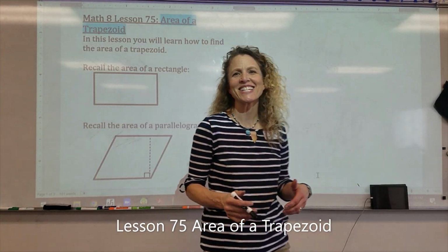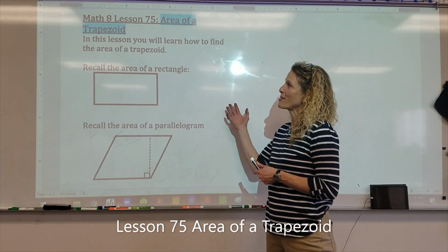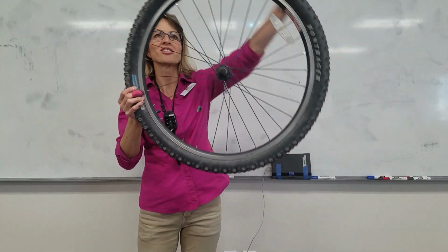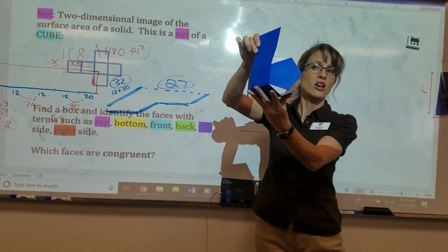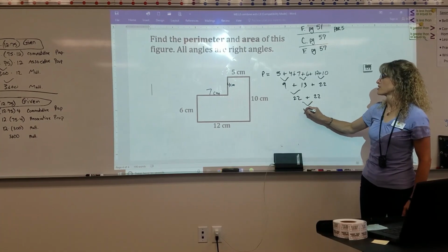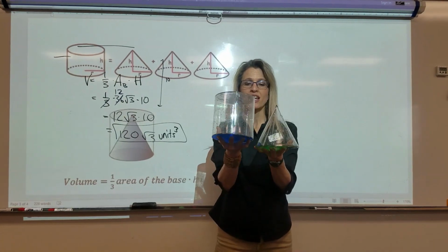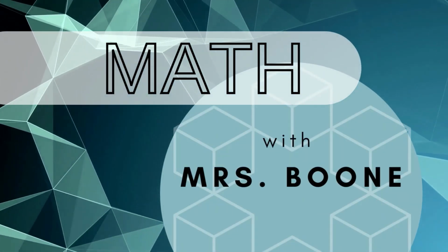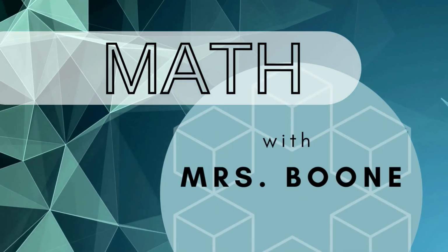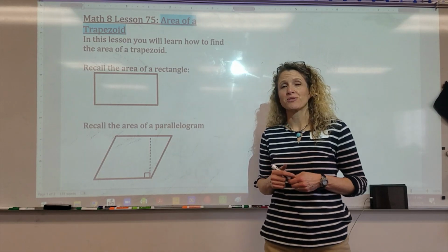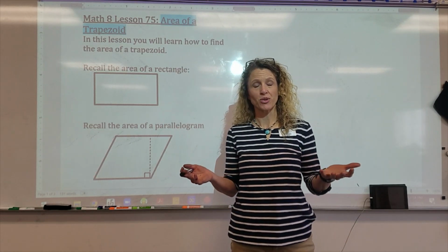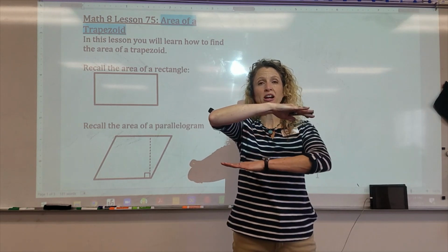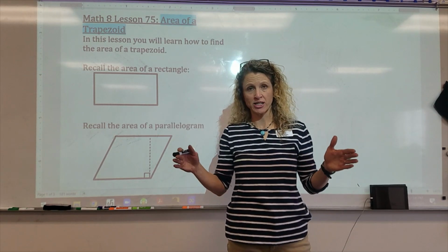All right, today's lesson is 75, area of a trapezoid. Today we're going to learn how to solve for area in a trapezoid. Now recall, a trapezoid is a polygon that has two parallel sides and two non-parallel sides.